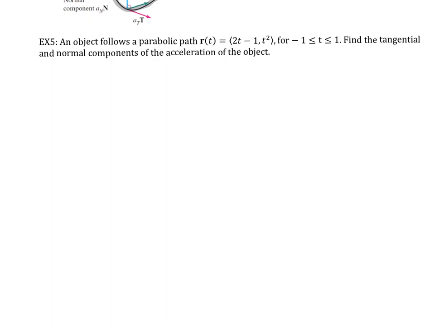In example 5, we have this object. It's going to follow this parabolic path, and r describes the parabolic path. We want to find the tangential and normal components of the acceleration of the object. So that would just be the a sub n of n and the a sub t of t.